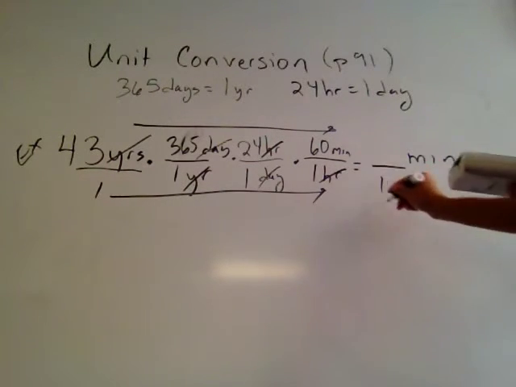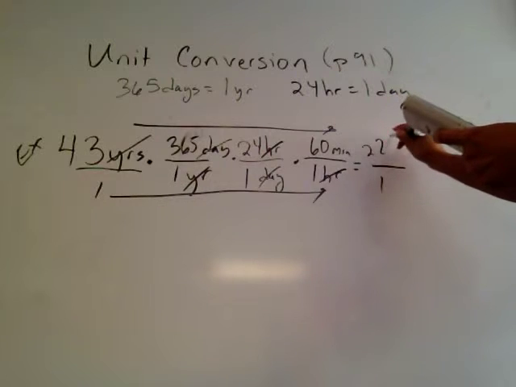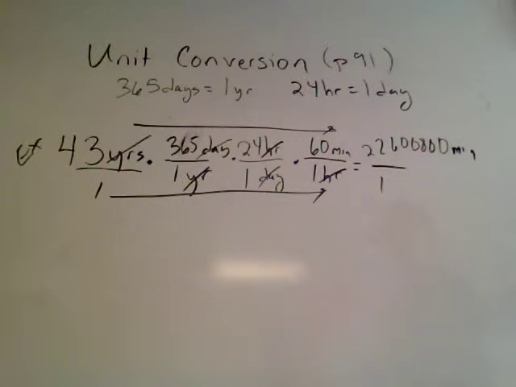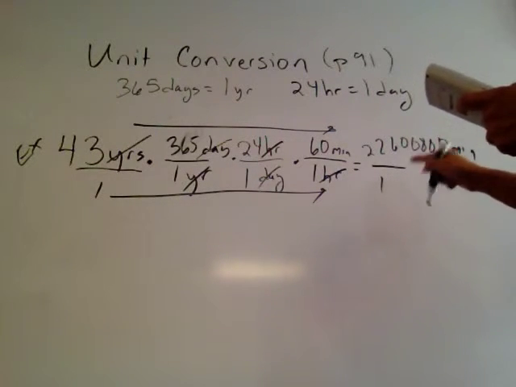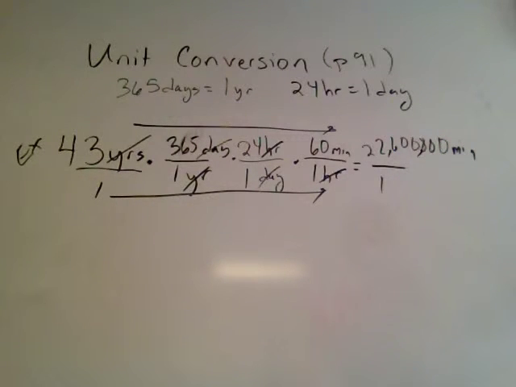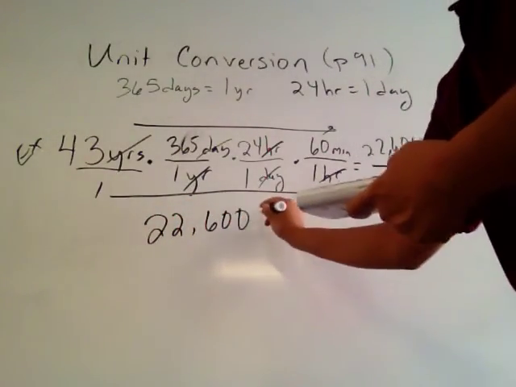On the bottom, I end up with a 1. On the top, I end up with, holy cow, I've been alive a lot of minutes. This is where scientific notation might be helpful. All right, so I've been alive 22,600,800 minutes. So that's how unit conversion can work.